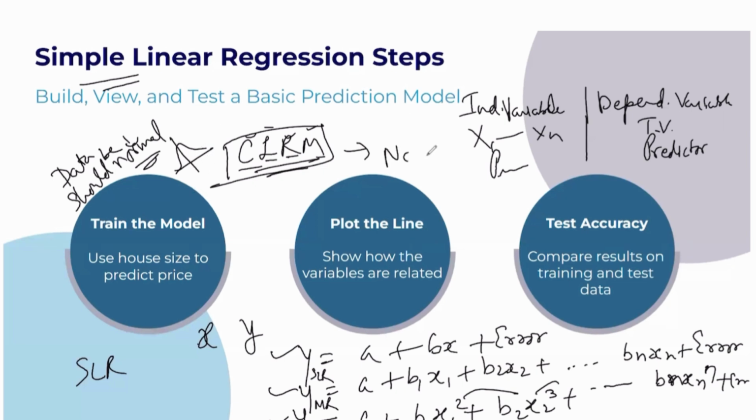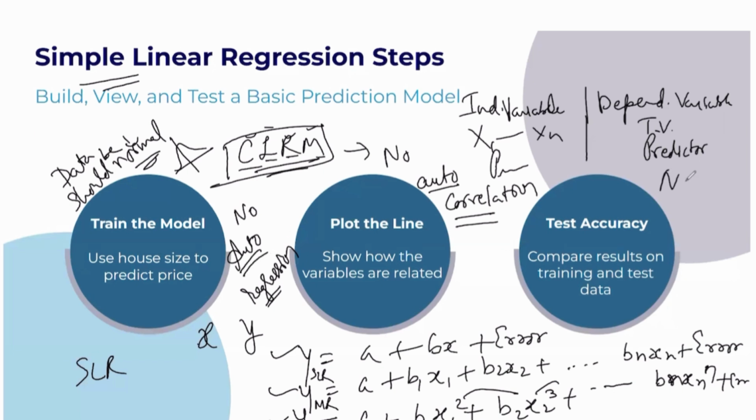There should be no autocorrelation. There should be no autoregression. Correlation I have shown you, but something known as autocorrelation you need to check. Regression I have discussed, but what autoregression is, that you need to check. There has to be no multicollinearity. I'll use my whiteboard then.